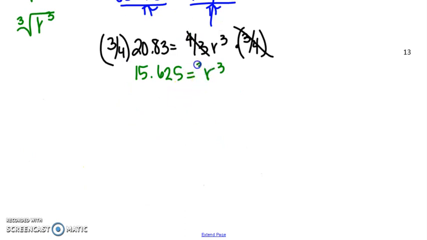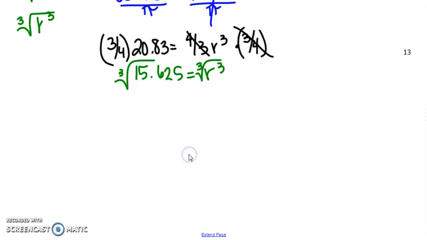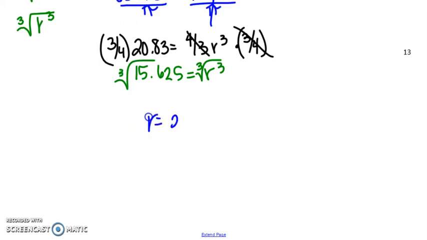So when we do the cube root, here's how we do that. In mine, it's math, and then it's number 4, and there's the little 3, and then the radical symbol. So that's the cube root. 15.625 typed in there. So 2.5 is our radius. We do have to figure out where that cube root button is on your calculator, so make sure to take a look for that. So radius is 2.5 centimeters.